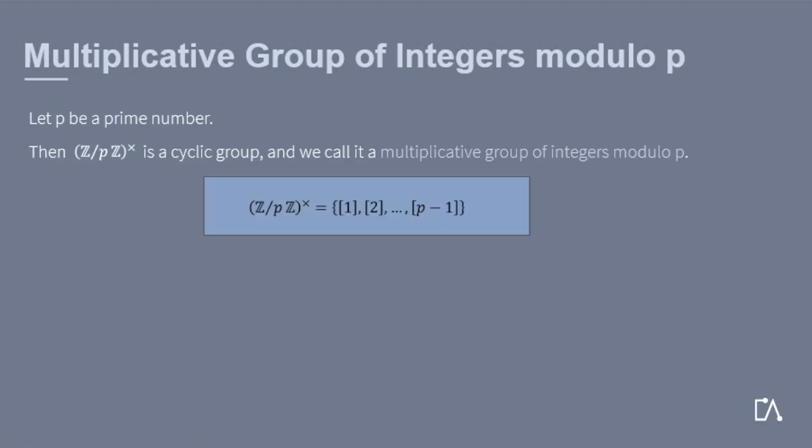So, what does this mean? The elements of this group are the residue classes from 1 up to p-1. If you are unsure about residue classes, have a look at the glossary. For instance, for p equal to 5, it looks the following way.